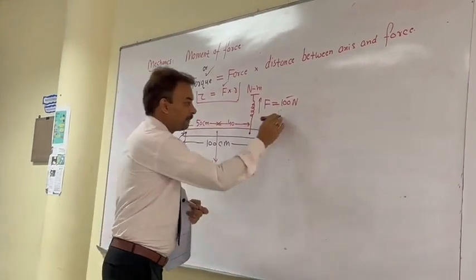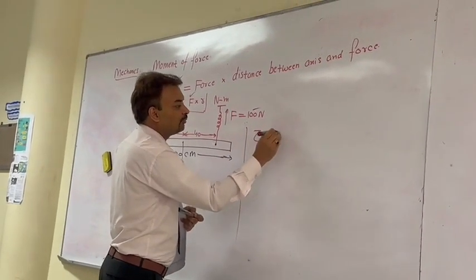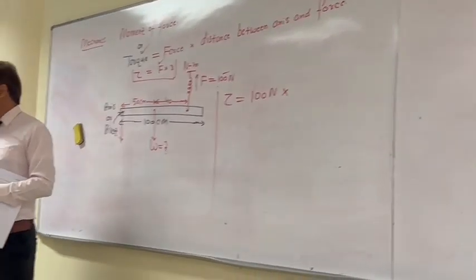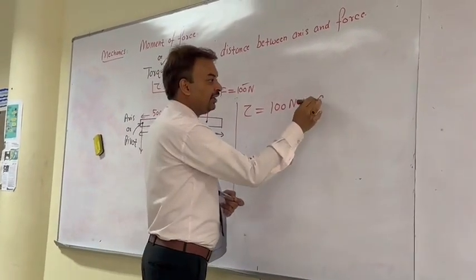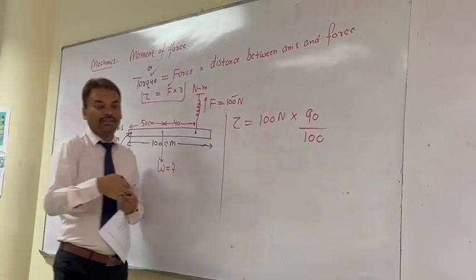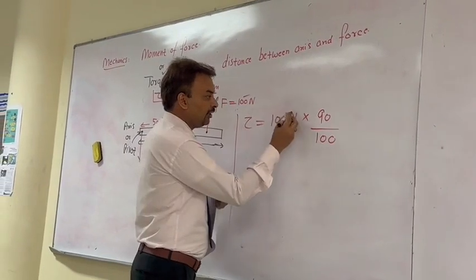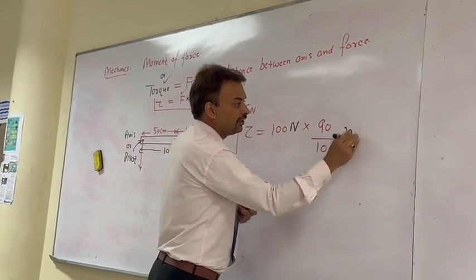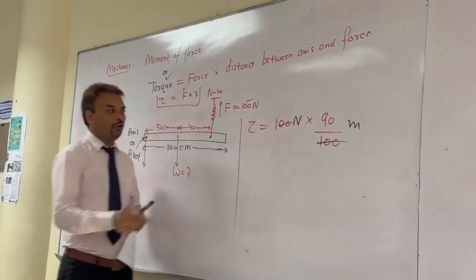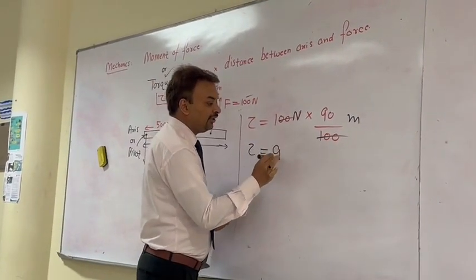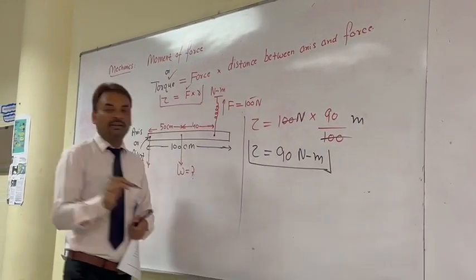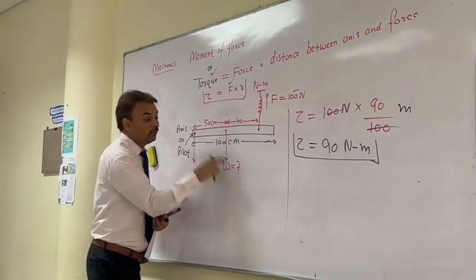So now torque is equal to force, 100 Newton, multiplied by distance, 90 centimeter, which means 90 divided by 100. Now this is in meter. This is in Newton and this is in meter. Now we can cancel 100 by 100. So torque is equal to 90 Newton meter. But we are not interested in torque. We want to find out this W.